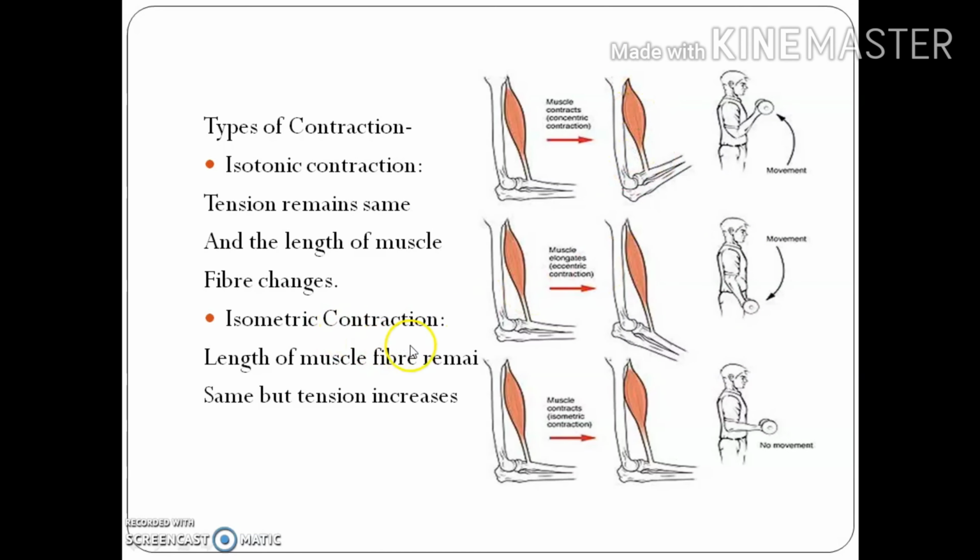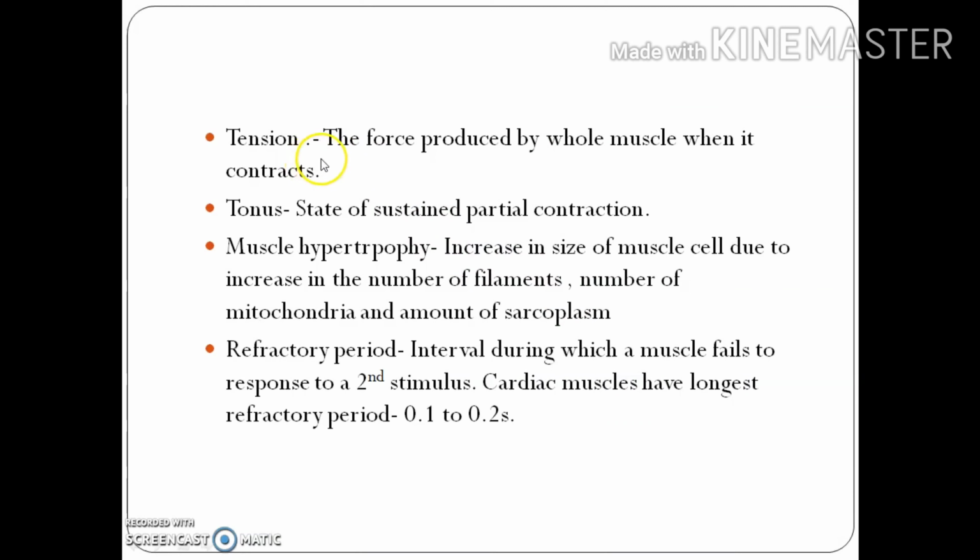While in isometric contraction, the length of the muscle fiber remains the same, but tension increases. Suppose you are holding an object for a very long time. The length remains the same, but the tension is increasing. The first type of isotonic contraction, in which you are actually lifting an object, is referred to as concentric contraction. And the second type, in which you are putting the object down, is referred to as eccentric contraction.